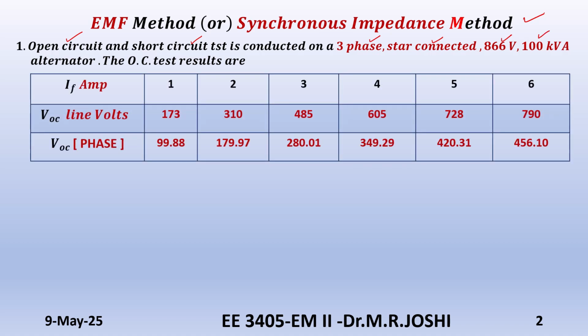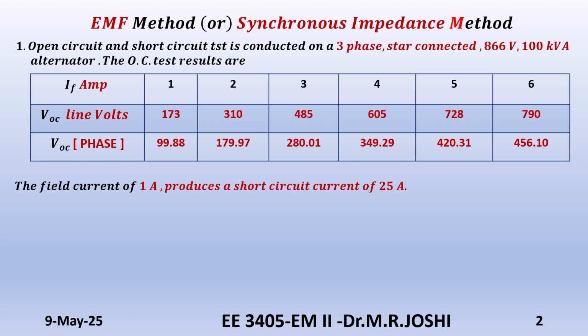The OC test data and the corresponding line voltages are given. Students are requested to convert all line voltages to phase voltages. Dividing by root 3, we get 98.88. For every field current, the corresponding open circuit voltage is given. Convert the VOC line voltage to phase voltage: 173, 310, 485, 605, 728 and 790. This is important because in plotting the graph, all the data we have to express per phase.